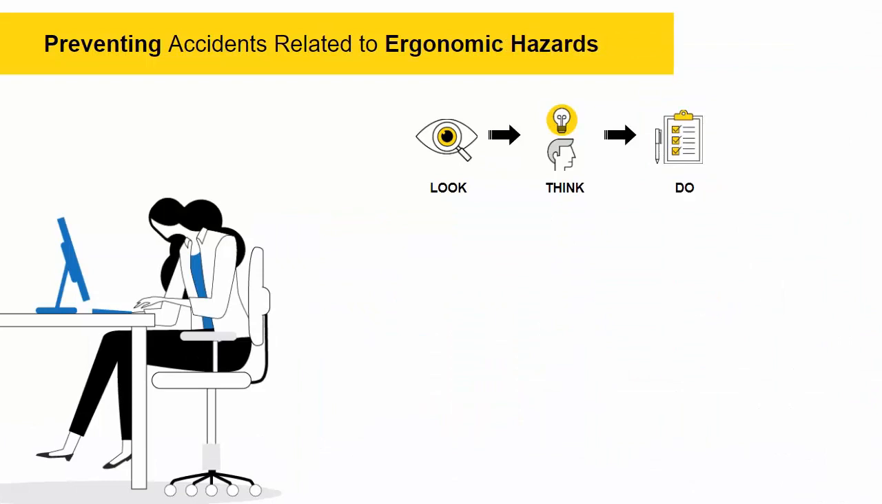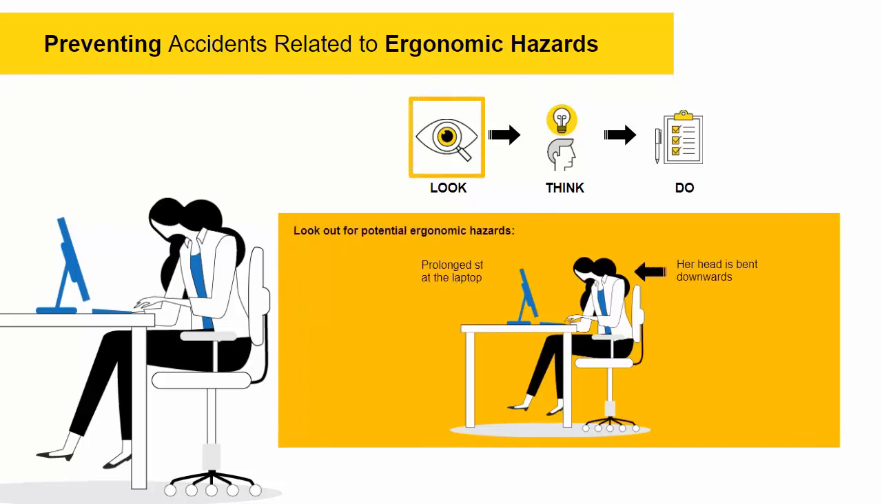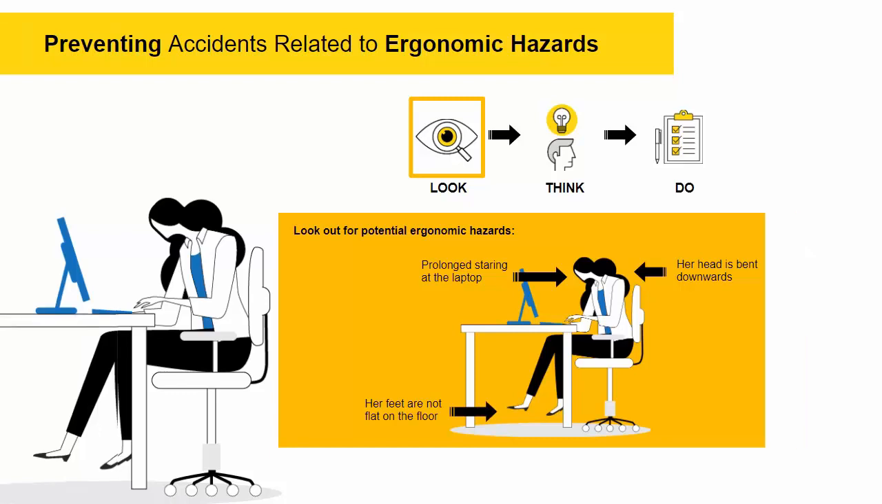Diana has been studying at her desk all day in this position. That evening, she complained of lower back pain and stiff neck. Her eyes were also tearing from looking at her laptop for hours. How can Diana prevent getting these conditions while studying? To prevent this condition, Diana should look out for potential ergonomic hazards such as these.